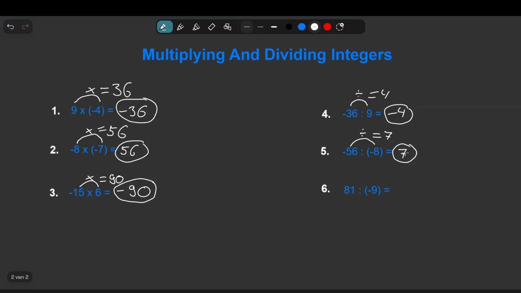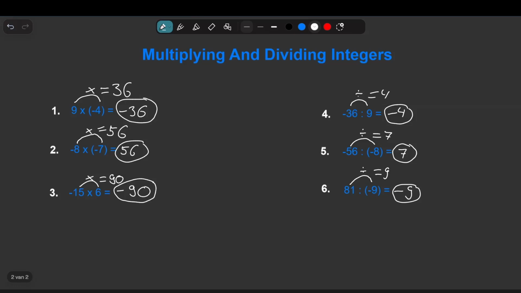And now our final example is going to be 81 divided by negative 9. So let's start with division, of course. 81 divided by 9 is going to equal 9. And now we're going to look at the two signs. Well, we have a positive number and a negative number. These are two different signs, so the answer is going to be a negative number. So our final answer is going to be negative 9.